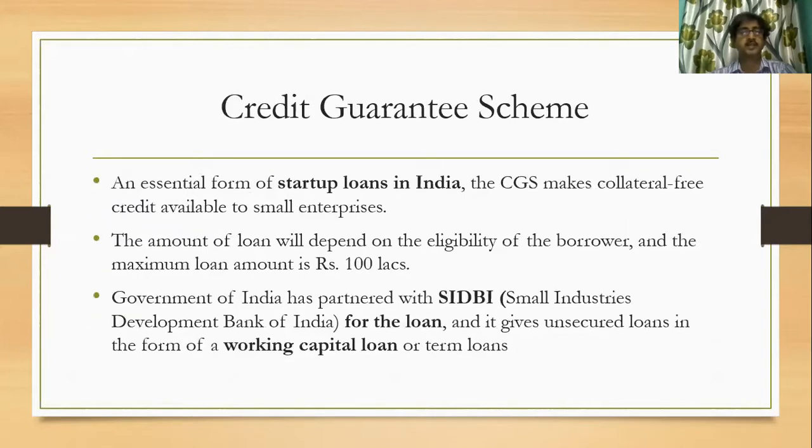Next one, the Credit Guarantee Scheme, an essential form of startup loans in India. The CGS also provides collateral-free loans. The maximum loan that can be fetched by an entrepreneur is 100 lakhs. And the Government of India has partnered with SIDBI, the Small Industries Development Bank of India, for that loan. SIDBI provides the unsecured loan in the form of a working capital loan. Most importantly, this loan is collateral-free or unsecured.